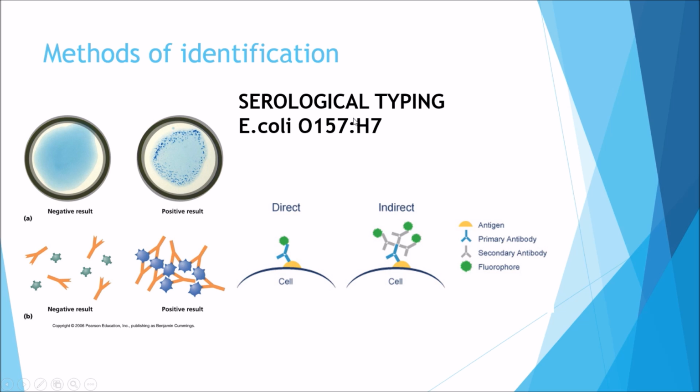You can also do serological typing, in which you can find specific antibodies for a bacterium. So for example, we've got E. coli here, which will have O157:H7, which is specific to that bacterium. We can also do immunofluorescence. So this is direct immunofluorescence, in which we stick on an antibody which has been tagged with a fluorophore. Or we can do it indirectly, when we attach an antibody, the primary antibody, and then to that we attach other antibodies which contain the fluorophore.